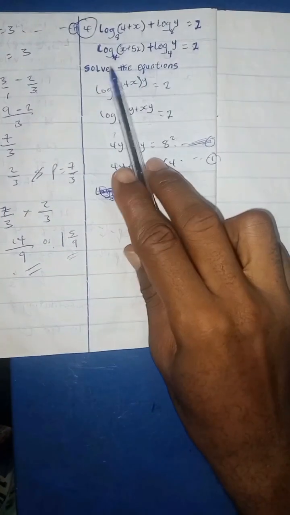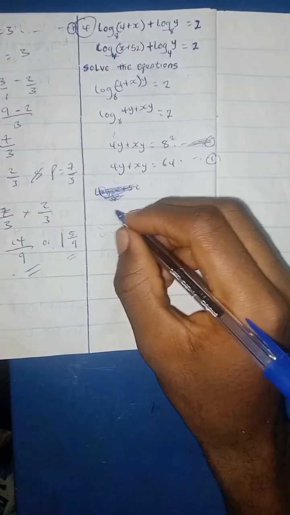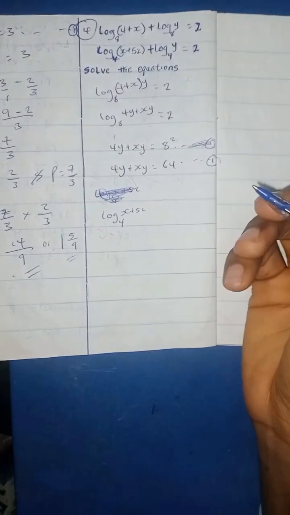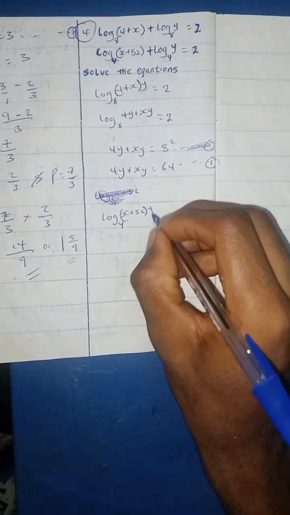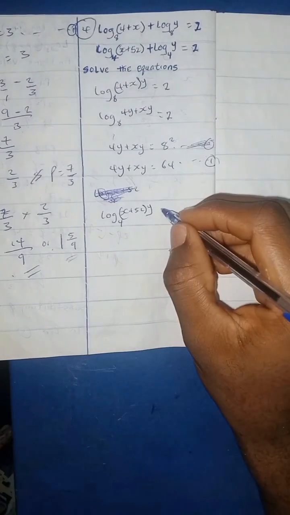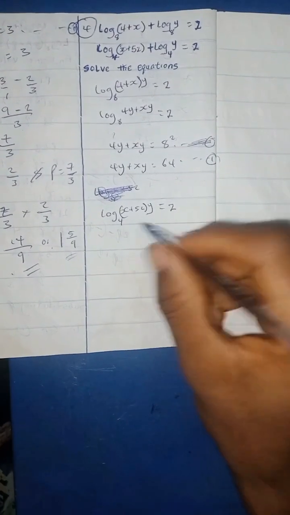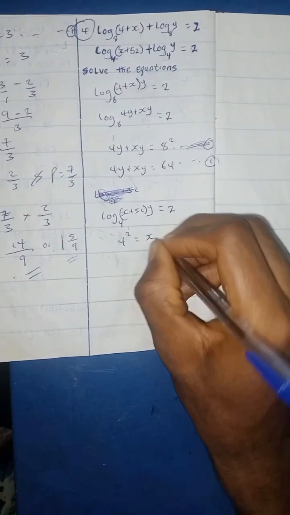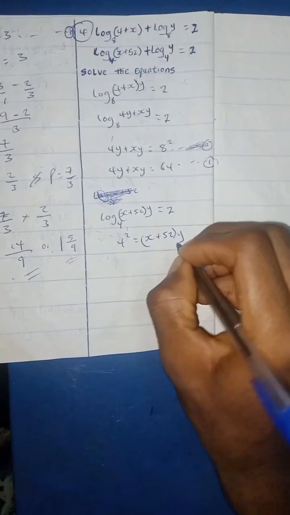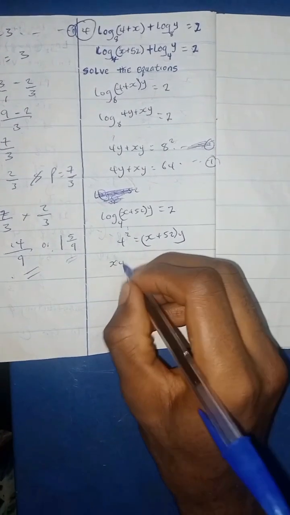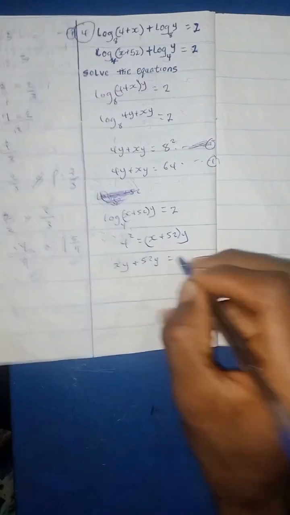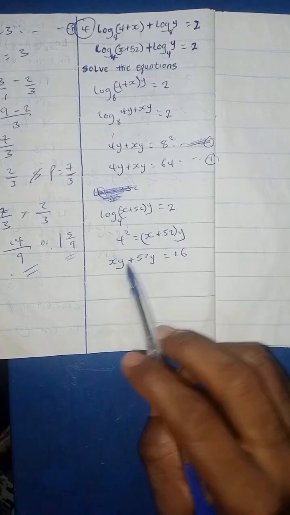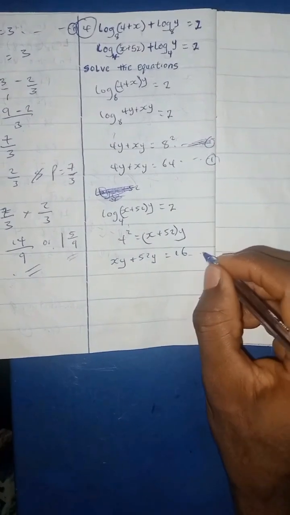Alright, so solving for the next equation now, we're having log of (x plus 52) in base 4 divided by y is equal to 2. Alright, so we know this is 4 squared. This one will come to that side and this one will go to that side. So we're having 4 squared is equal to (x plus 52) over y. This is the same thing as saying x plus 52y is equal to 16y, which I write as xy plus 52y... Then we just switched it. Alright, so this is our equation 2.